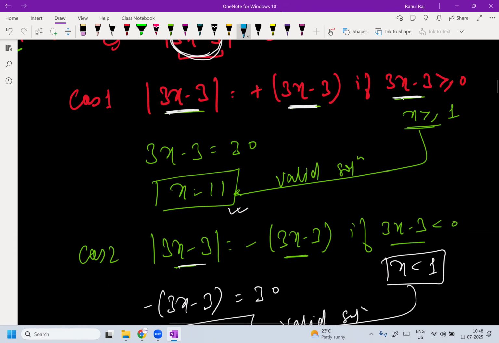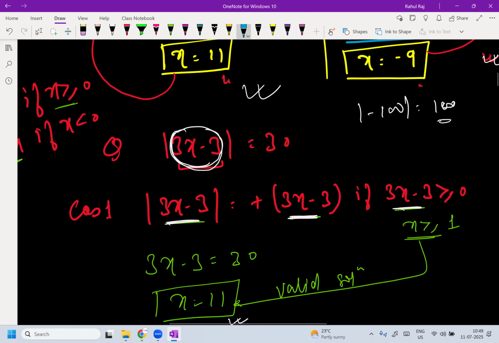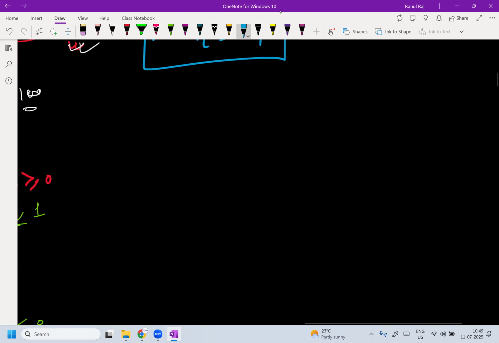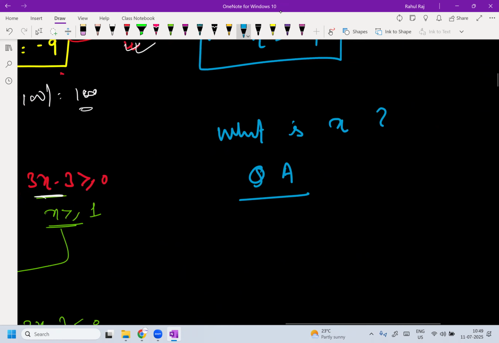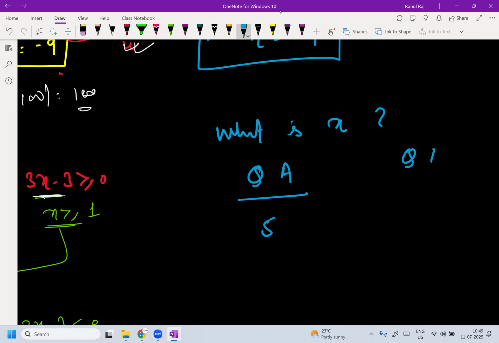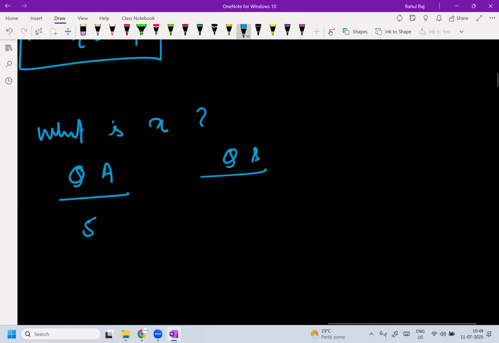Now imagine this is one question which is given to you. Let's say if I want to make a question out of this. What is the value of x? Quantity A, I'll give you as 5. And quantity B, I will put here, let's say, mod x is equal to 3x minus 2.